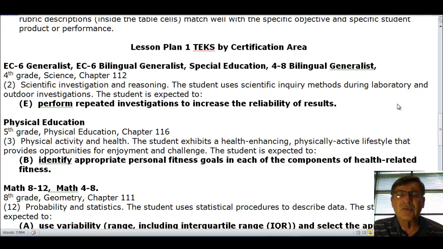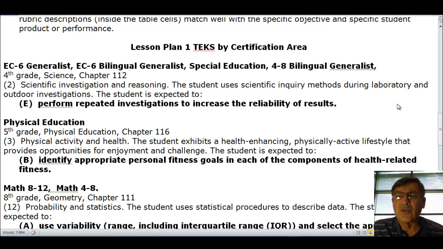The students are expected to do the following. Now there is an A, a B, a C, and a D. This is Part E, and this is the one that you're going to focus on this time: perform repeated investigations to increase the reliability of results. There are several kinds of experiments that the children can do. I'm going to suggest 3.